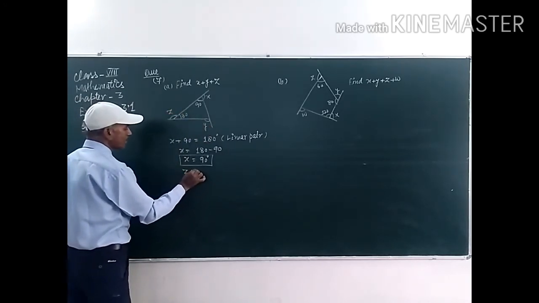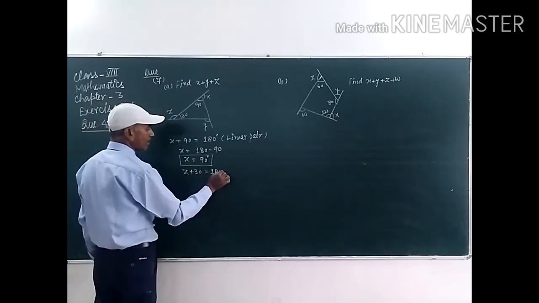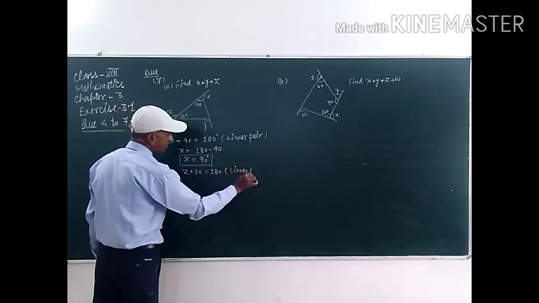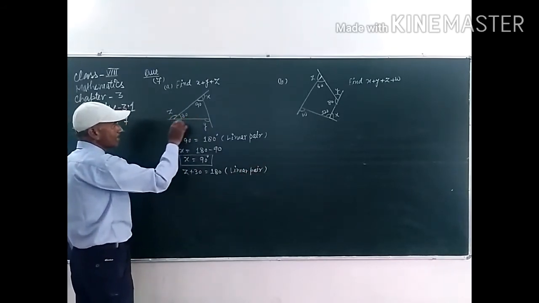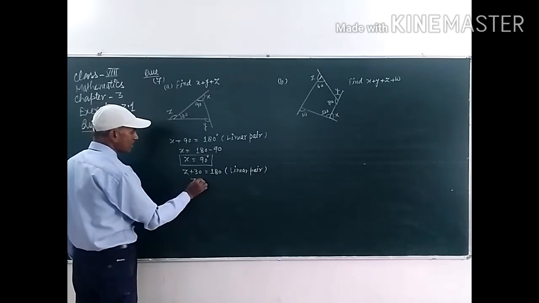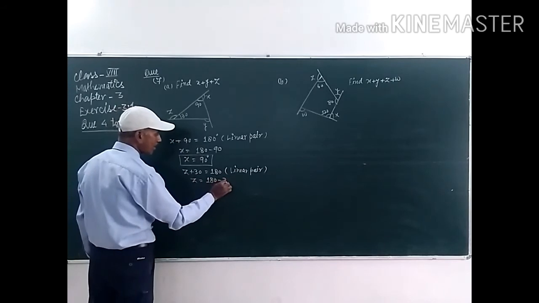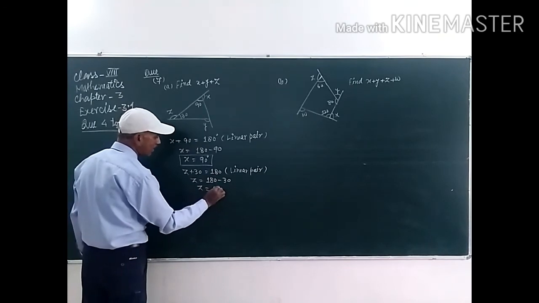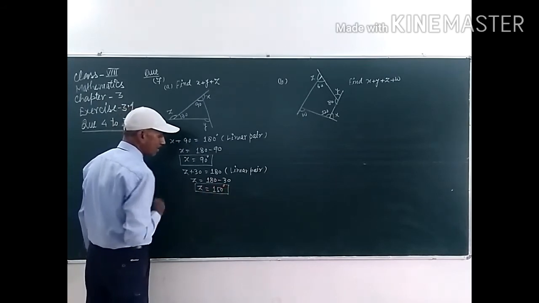Z plus 30 is equal to 180. Why? Because of linear pair. These two angles are on a line, therefore, the sum of these angles will be 180 degrees and they are called linear pairs. So, Z is equal to 180 minus 30 and Z is equal to 150 degrees, student. This is the value of Z.